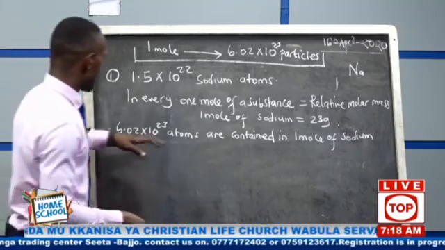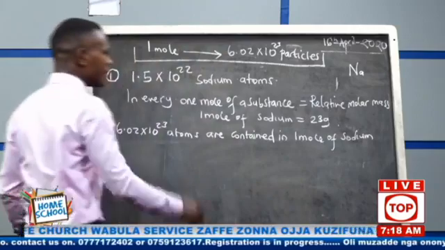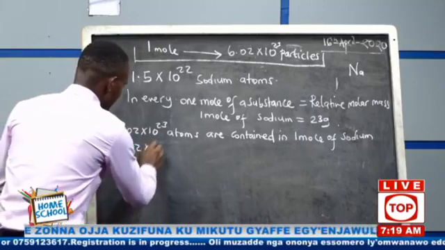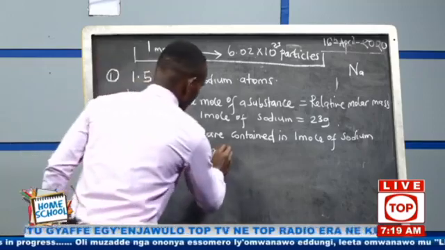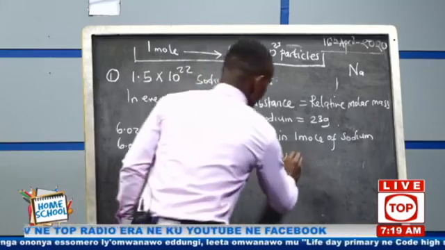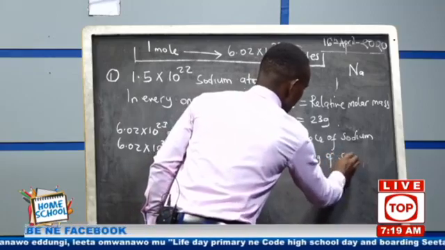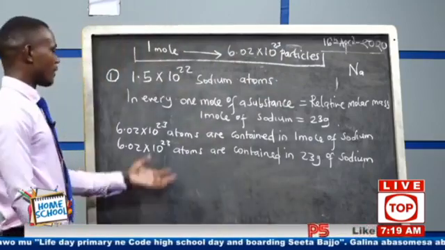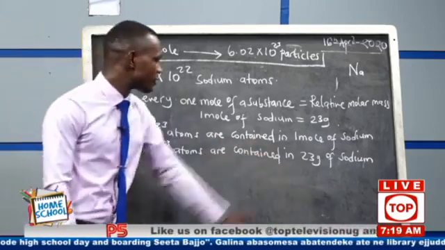So once we have this one, now we can go ahead and say, here we have 1 mole of sodium, but are we calculating for moles? No. We are calculating for the mass. That means this 6.02 times 10 power 23 atoms are contained in 1 mole of sodium, which is 23 grams of sodium. You can see how simple it is. Now you know that this standard figure has 23 grams.